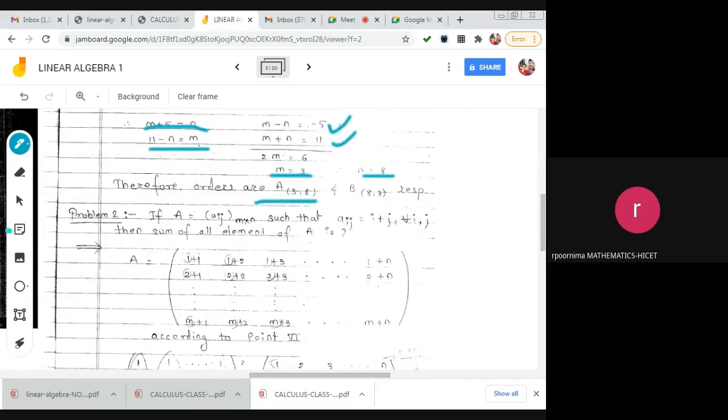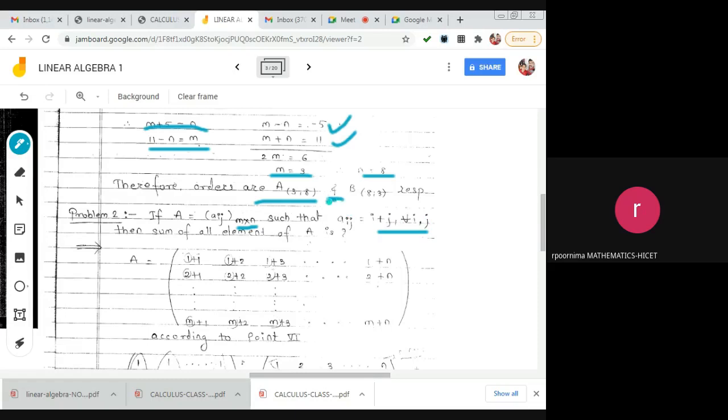The next, if A is equal to Aij of m by n matrix, they will be giving a general matrix such that Aij is equal to i plus j for all i, j, then what is the sum of all elements of A? That is the question. So A matrix means Aij of m by n order. So Aij is just i plus j, which is given, i plus j for all i and j.